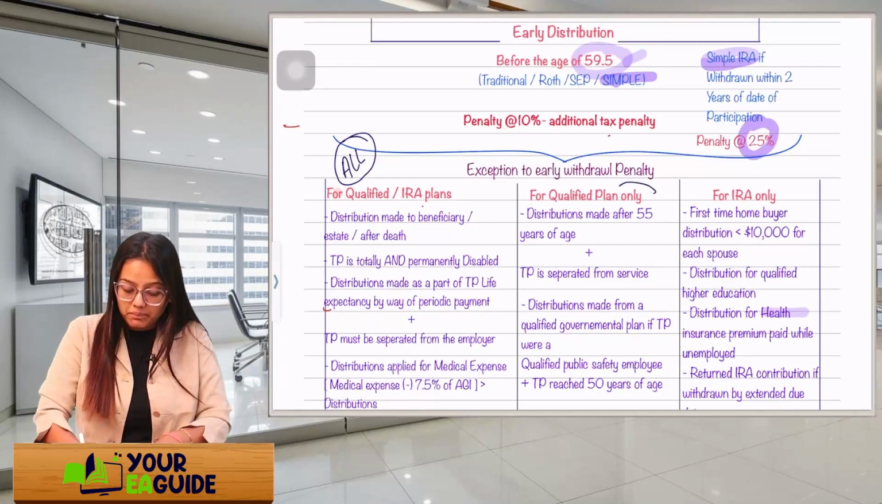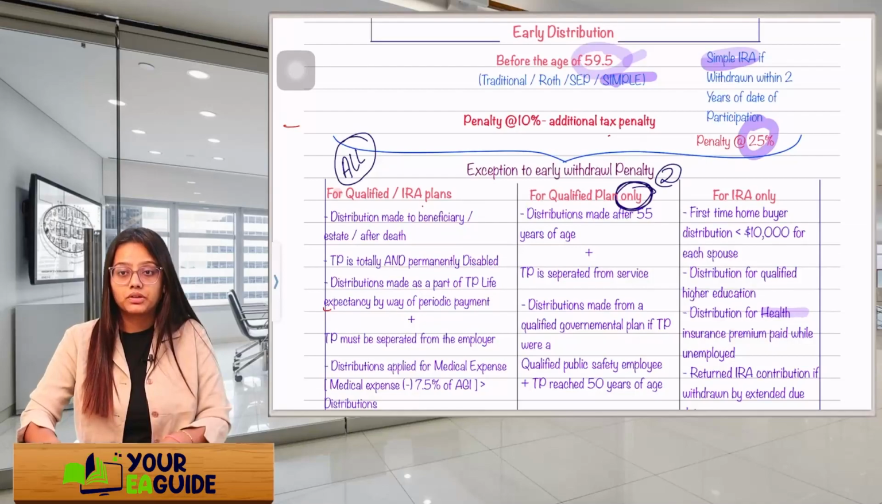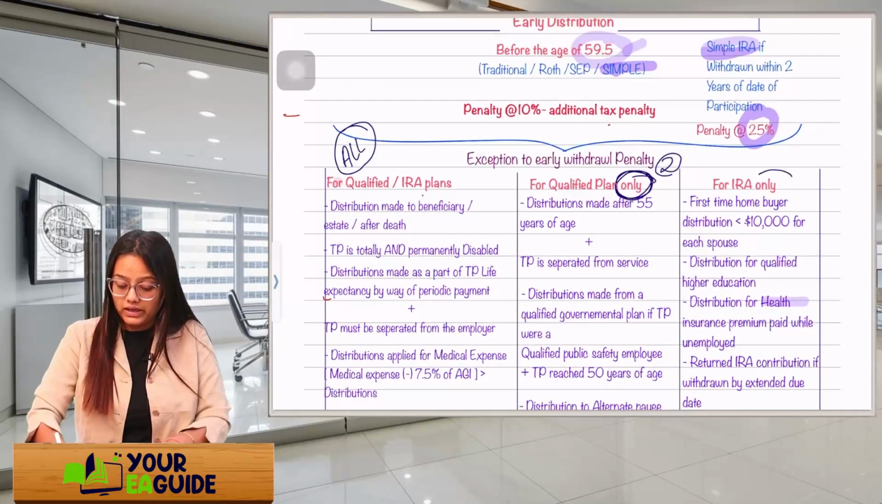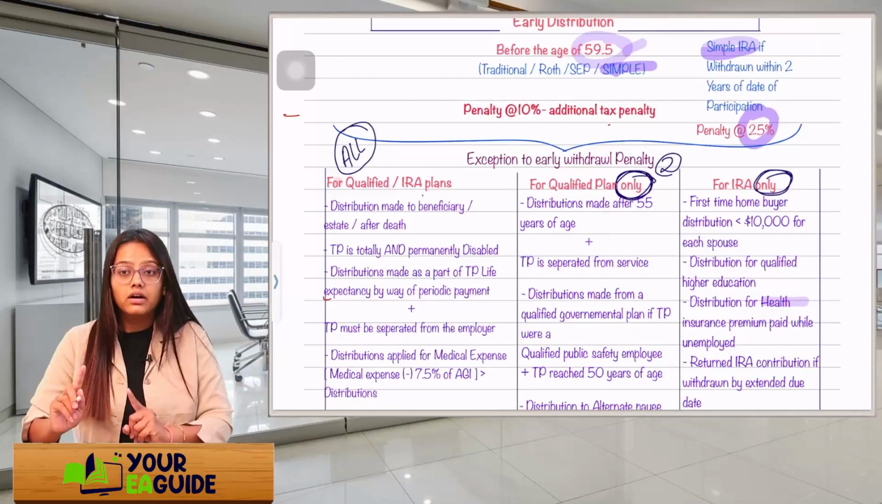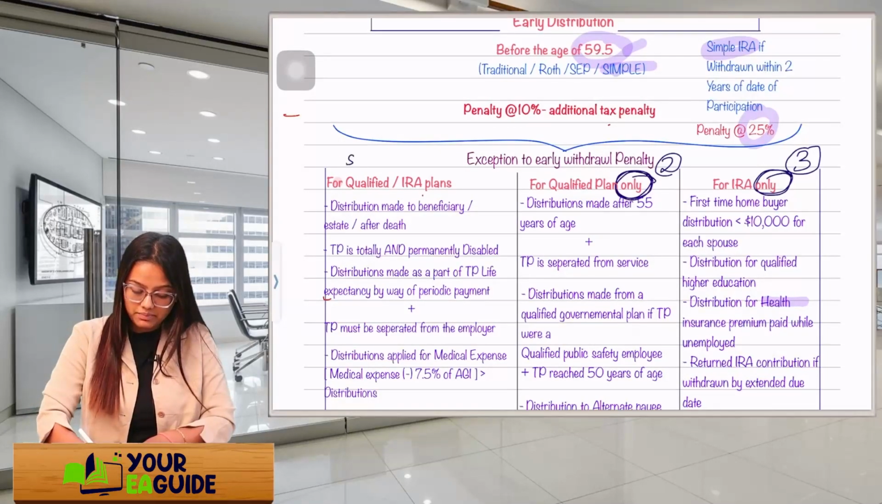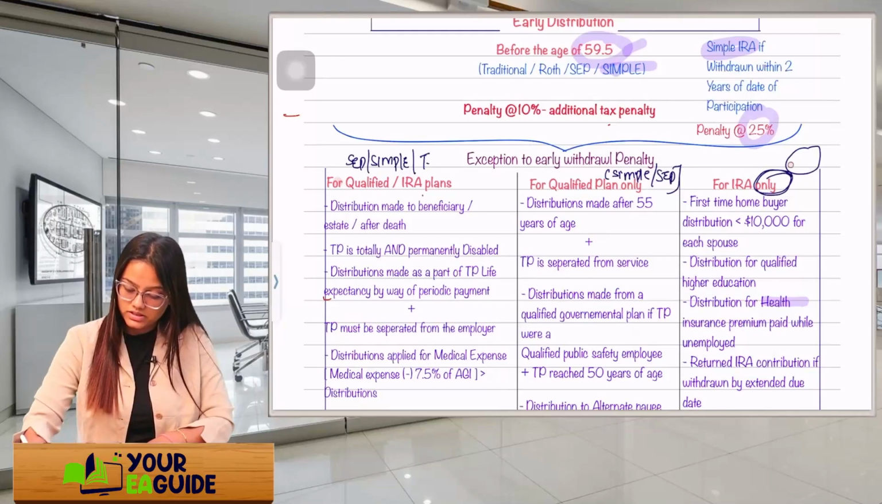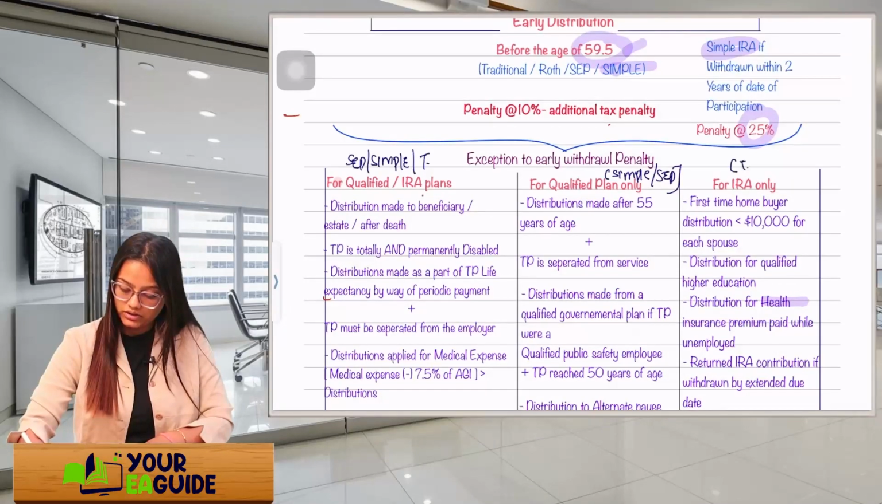Okay, for the qualified plan, only for SEP and simple, we will be using the second table. The third table is for IRA only, meaning only for traditional IRA. I'll just mention it here quickly. This is for SEP, this is for simple, this is for traditional. This is only and only for simple and SEP. And this is only and only for traditional.